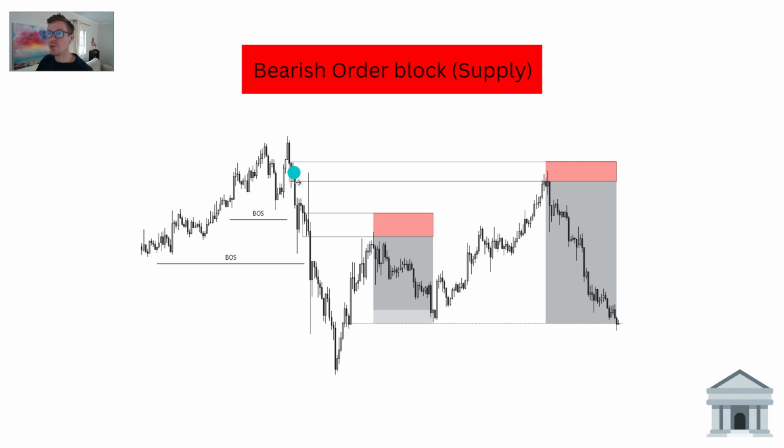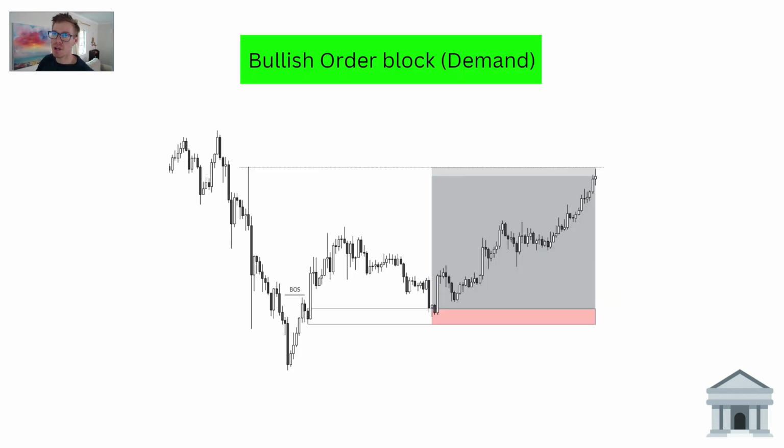So we want to look for break in structures accompanied with displacements, and we look at the move that happened before the displacement. We look for that indecision candle before this momentum. Bullish order block is our demand zone.